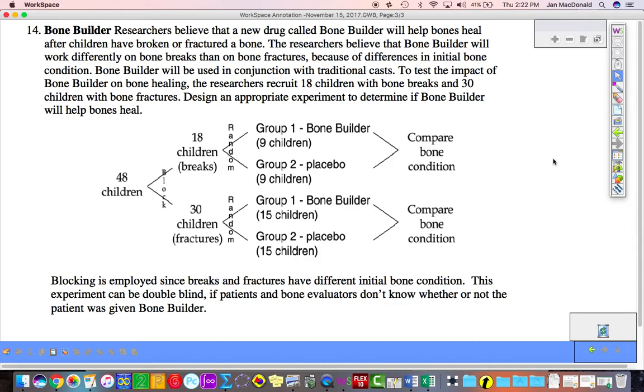So there it is. There's your beautiful experiment and your experimental design. And here we talked about blocking and we talked about blinding.